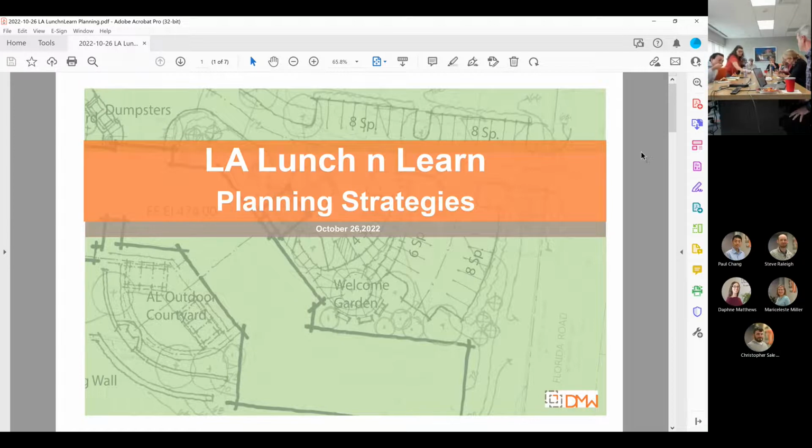But this one, Christie asked to sort of make the topic about how we do layouts and planning. So I titled this Lunch and Learn Planning Strategies. It's pretty simple. The copy of this will be prepared, and after the meeting, we don't have copies of this presentation to hand out in advance or immediately after the meeting.